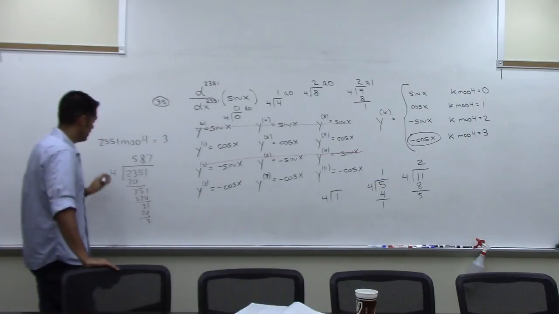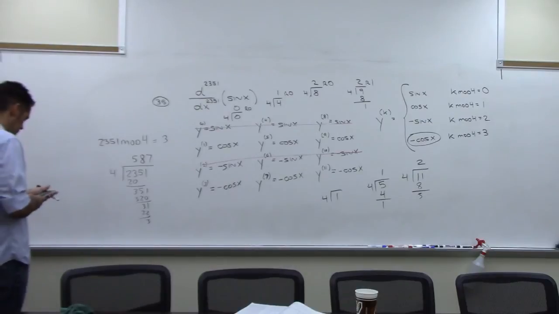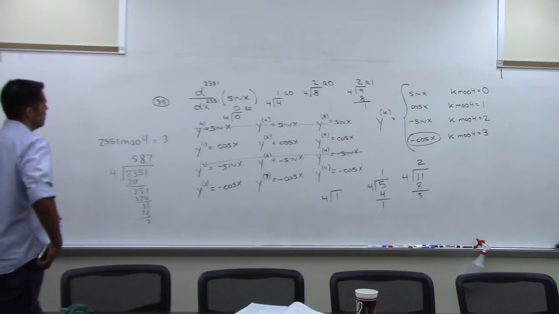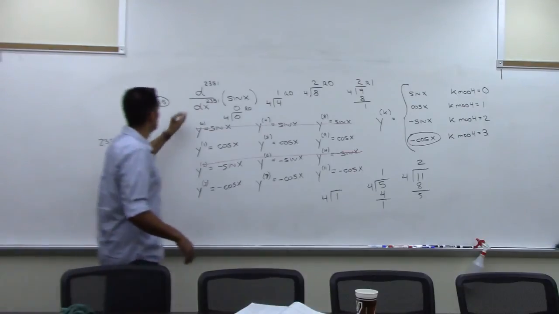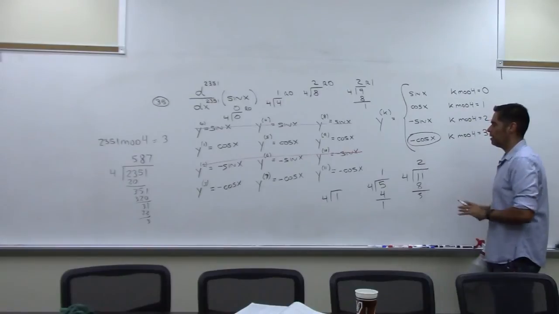So quick arithmetic. I'm going to double check this. I want to make sure. Can't believe I'm checking division right now, but yeah, okay, that was right. So the answer to this would also be negative cosine x. Just happened to be that way.